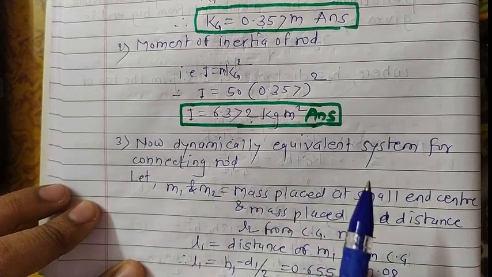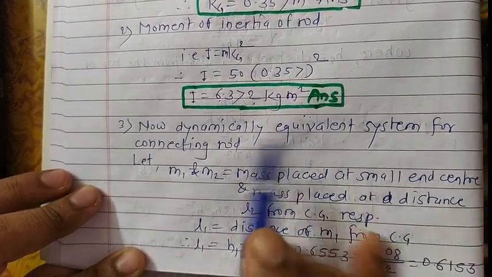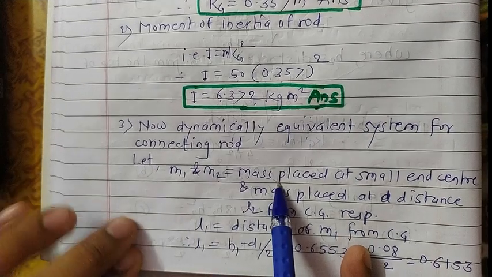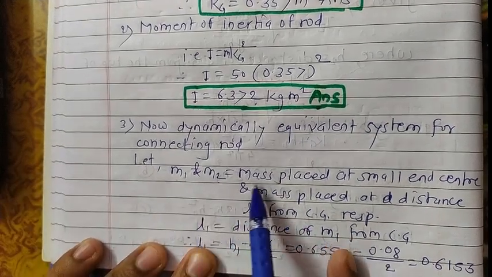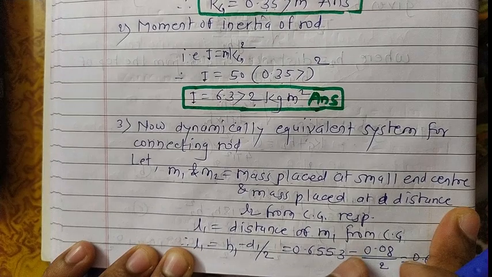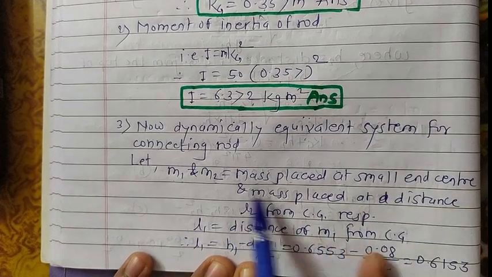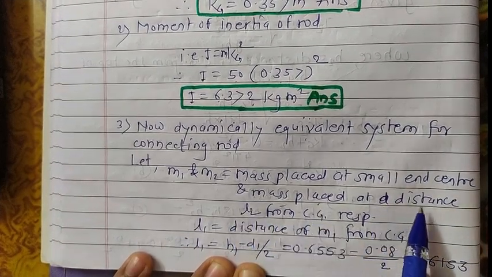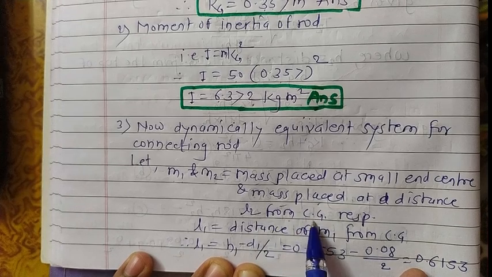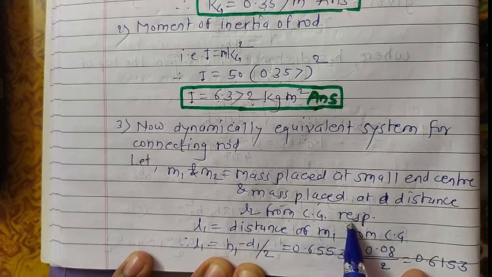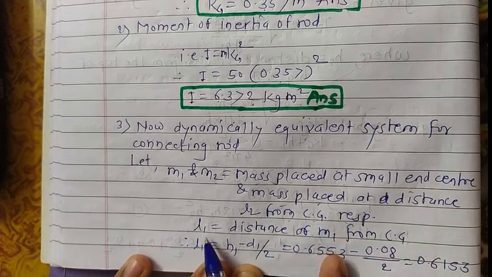The next target is to get the information regarding the dynamically equivalent system for the connecting rod. For that, let us assume m1 and m2 masses. The m1 mass is placed at the small end center, and the second mass m2 is placed at a distance L2 from the center of gravity point, respectively.